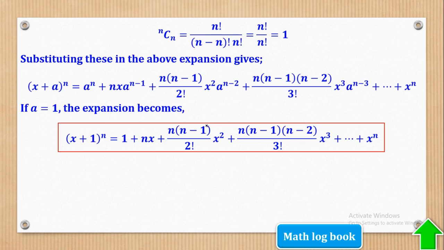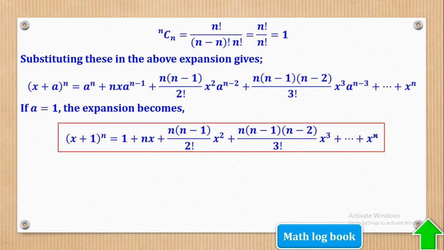What about the fourth term? Fourth term, write the whole of this and again reduce by 1 to come up with this, n minus 2. Then now write 3 factorial. Here it was 2 factorial, now it will be 3 factorial, and therefore here it will now be x cubed. So the process continues until you reach the last term, which is x power n.